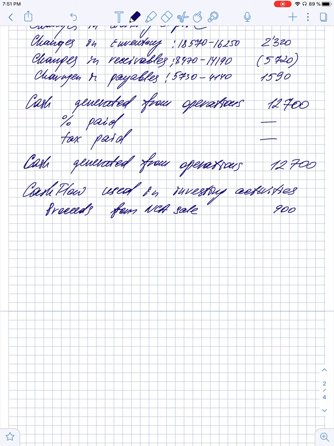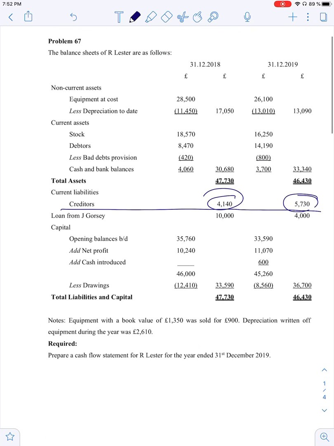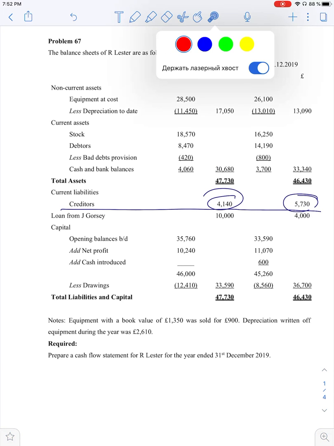Then we have to test the line non-current assets equipment in order to make sure that nothing was bought, or maybe something was bought, and we have to consider the payment, the cash spent on that something, in the investing activity also. So payments to acquire fixed assets. Payments to acquire non-current assets. So let's look at the equipment line here.